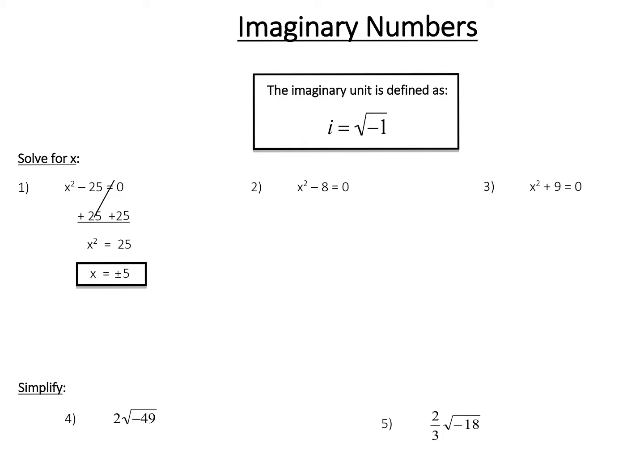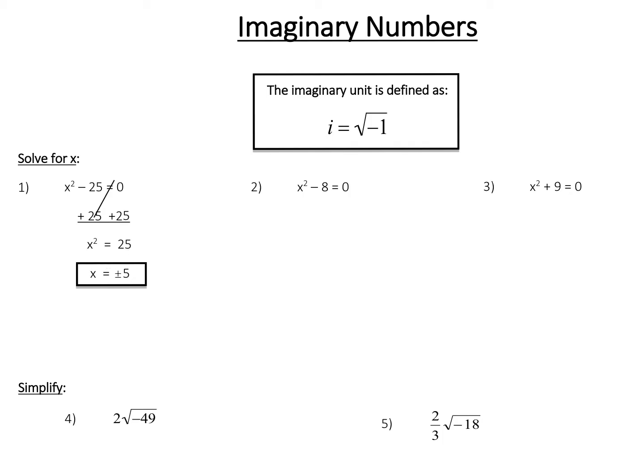Okay, so let's take a look at number 1. Now, the directions for 1, 2, and 3 all say to solve for x. So number 1 says x squared minus 25 equals 0. Now, you could go about solving this a couple different ways, but in order to solve this, they added 25 to each side. So the negative 25 and positive 25 canceled off, and it left us with x squared equals 25.